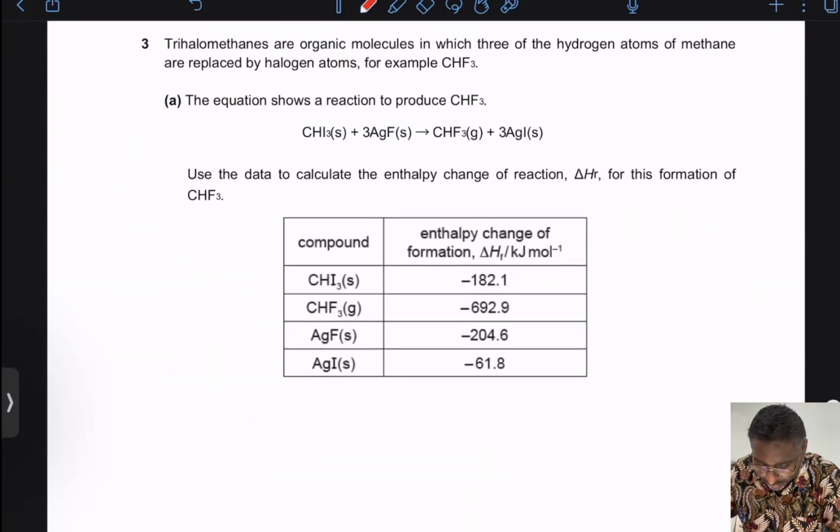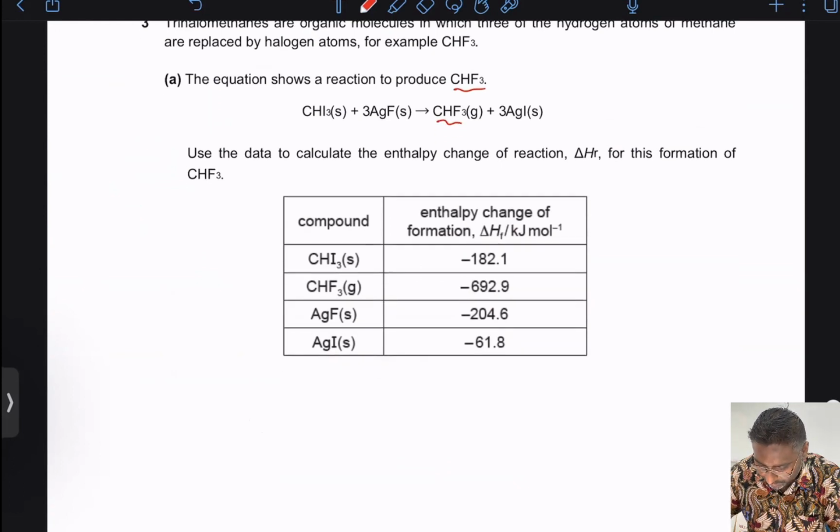This is going to be an interesting question. Recently only we learned. So you have 3 hydrogen atoms of methane replaced by halogen atoms. The equation shows a reaction to produce CHF3. Use the data to calculate the enthalpy change of the reaction for this formation of CHF3, and all the information about formation is given. So Audrey, if I have formation, what method do I use? There are three methods of calculating: rearranging, triangle, Mr. Gopi's method. So which one?